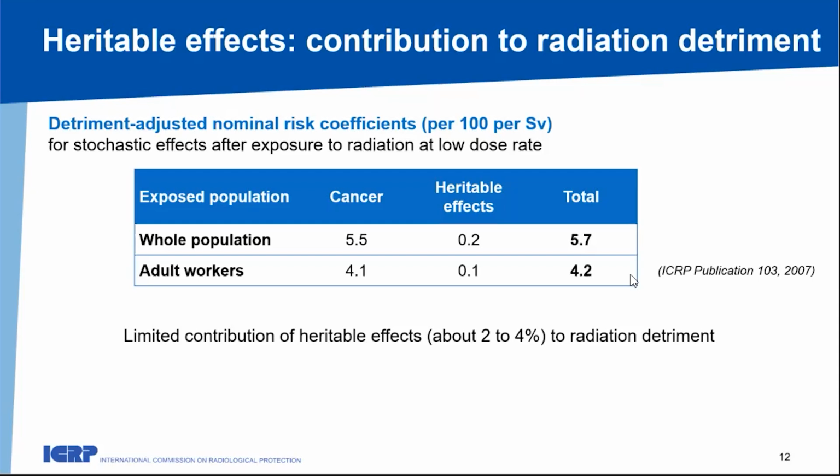Yeah, another point with this table, because we have all population and adult workers. In fact, the calculation of heritable effect is done on the reproductive population. So what to do with that? Do we add a specific category, which has been done in ICRP publication? And then from that you derive the average value for the whole population. But what does it mean for the whole population? Or do we restrict to the reproductive population? But not so easy.